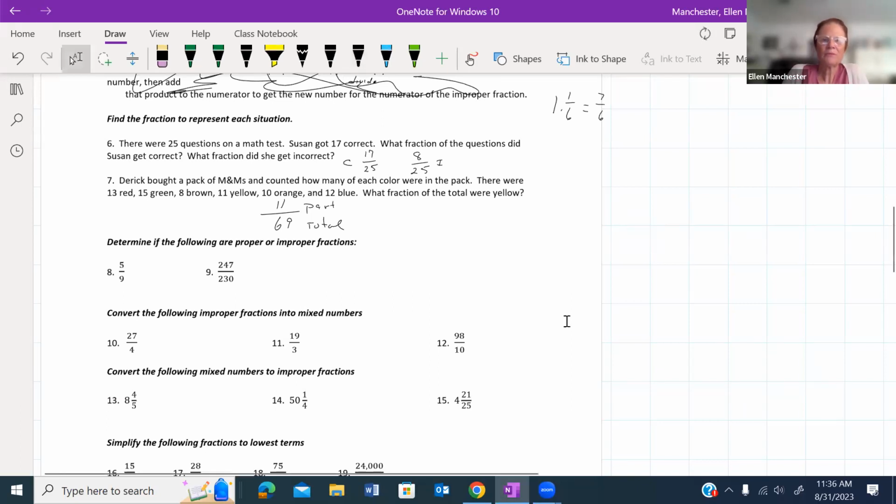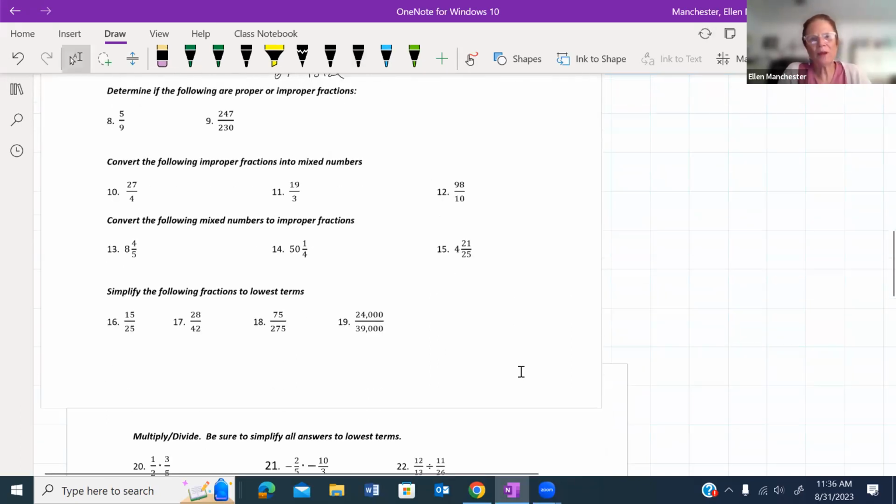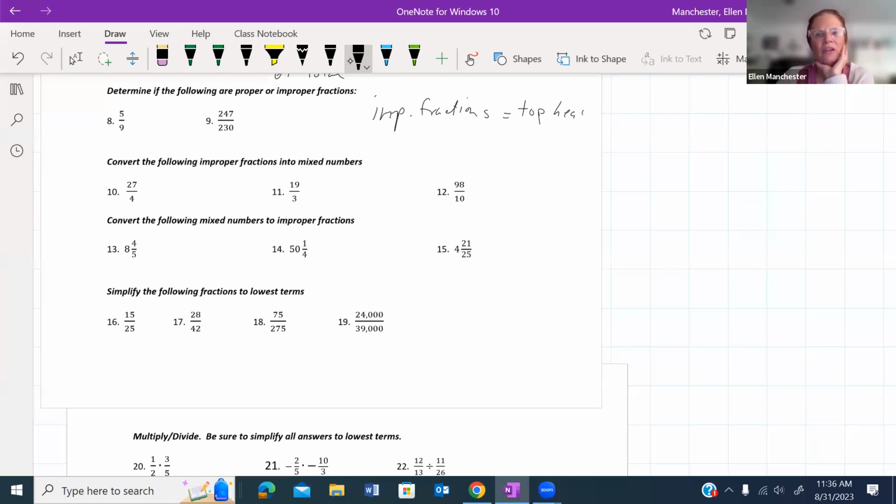Okay, all right, so we already know about improper fractions. Top heavy is just another way to say improper fractions. Sorry about my handwriting. I say top heavy. Still a fraction. It just means it's heavy on the top. Improper fractions, it's top heavy, so it means it's more than 1. It's a larger number. Okay.